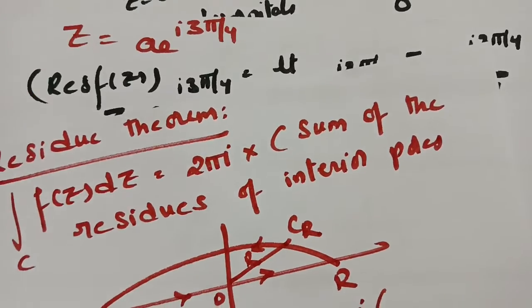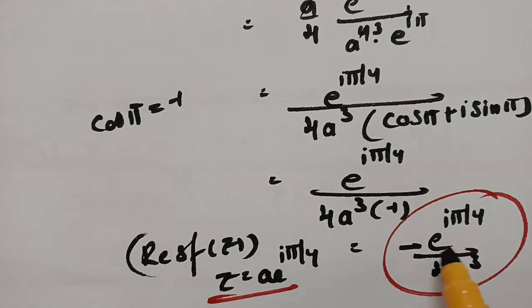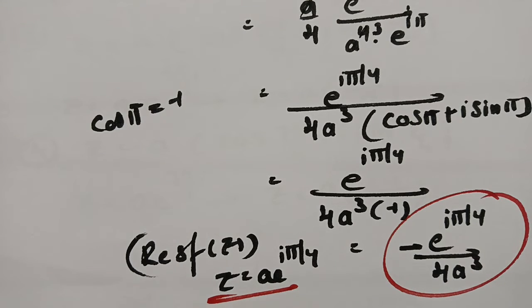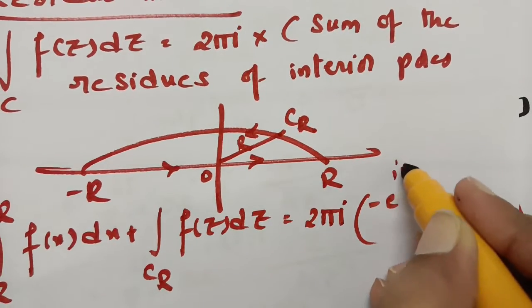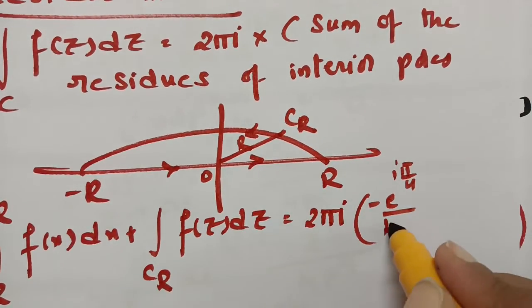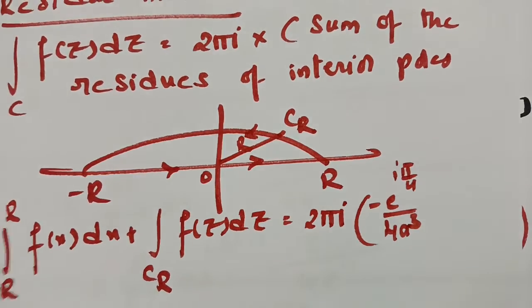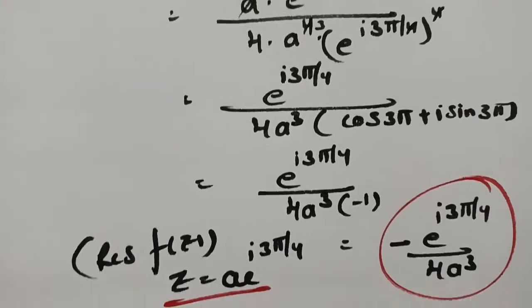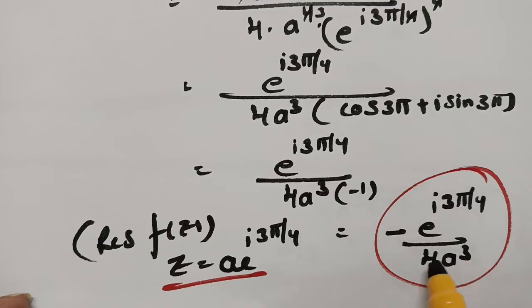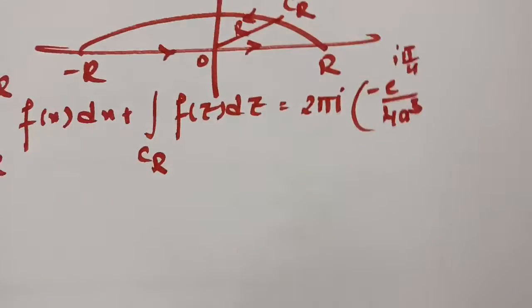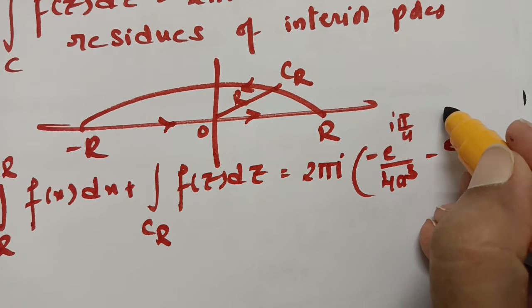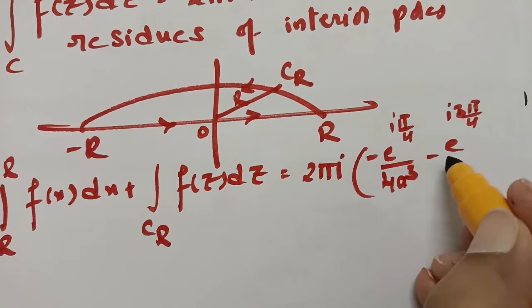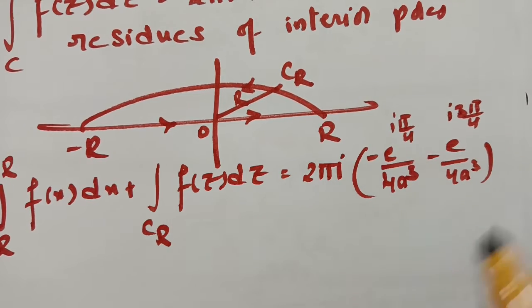So what are the interior poles here? z is equal to, first one is e power i pi by 4, the residue being minus e power i pi by 4 by 4a cube, and the next interior pole, the residue being minus e power i 3 pi by 4 by 4a cube.